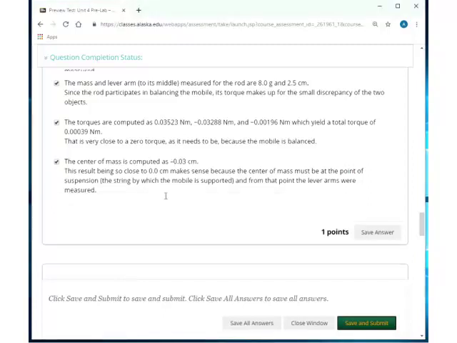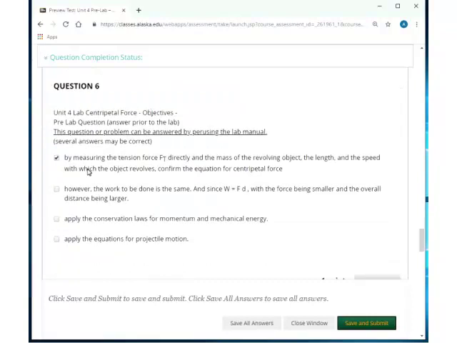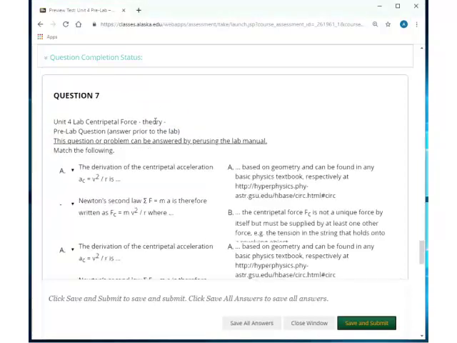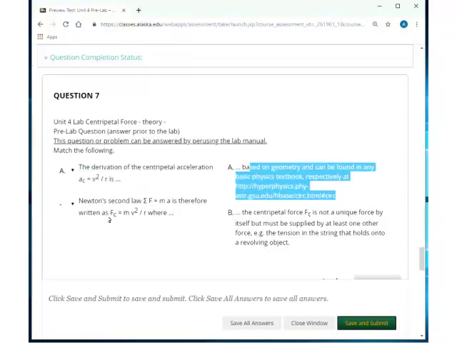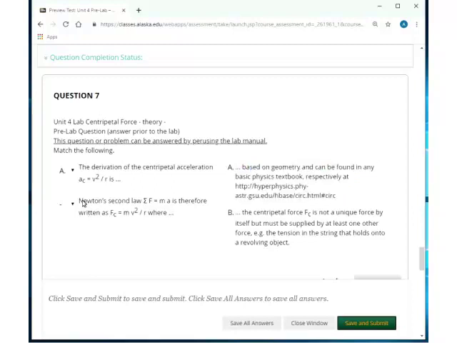Then the other lab is the centripetal force. These are the objectives. There's only one. And then in the theory part, the derivation of the centripetal acceleration. A centripetal acceleration equals velocity squared over radius is based on geometry, and then you can look this up at hyperphysics here. And Newton's second law, sum of the force equals mass times acceleration, is in this case then the centripetal force equals mass velocity squared over r.